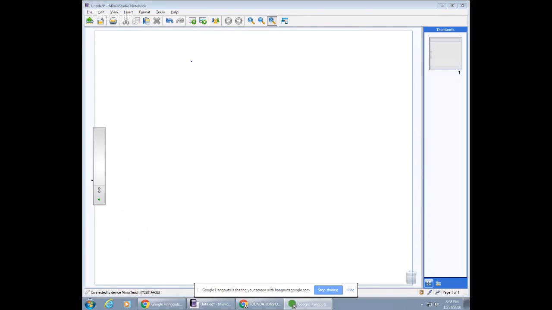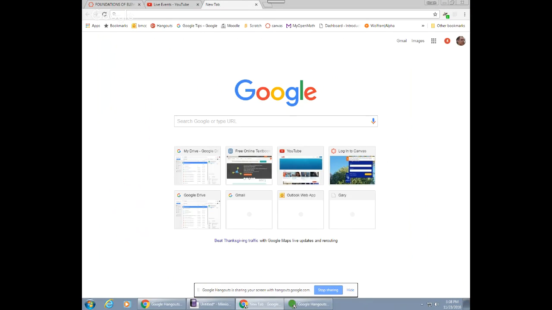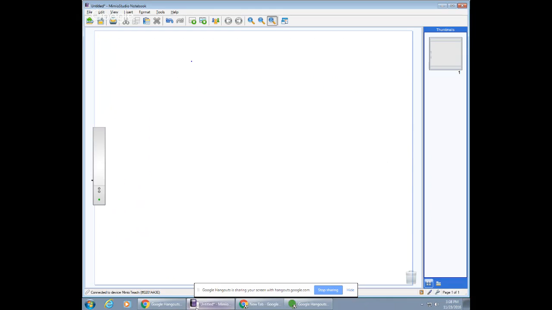So we looked at addition and subtraction of integers earlier, and my tools are missing too. Wrong button. Screen. There we go. There they are.